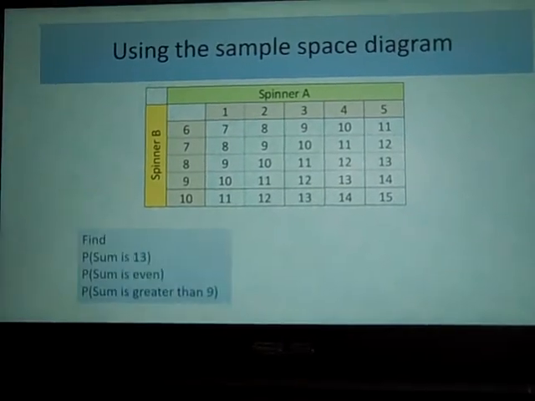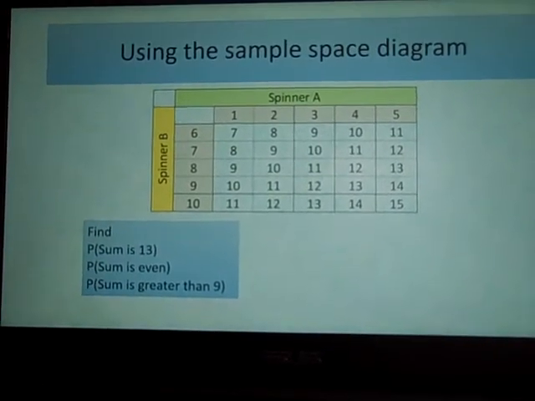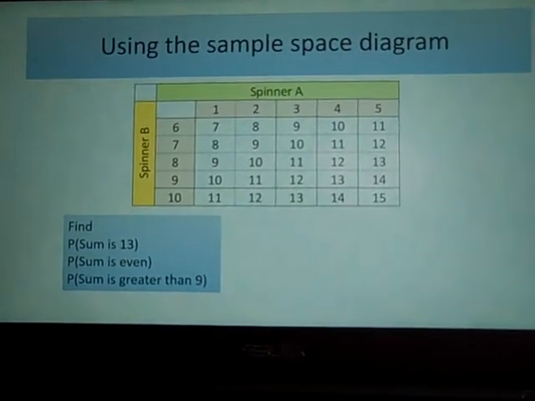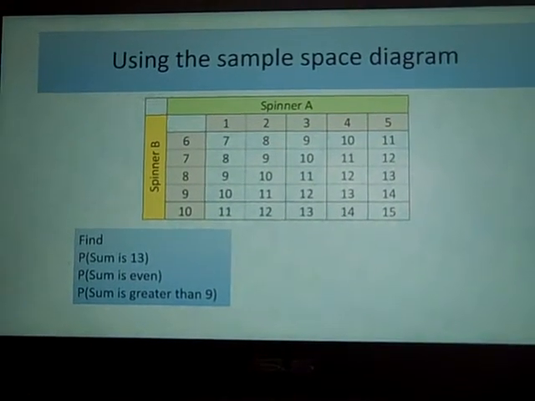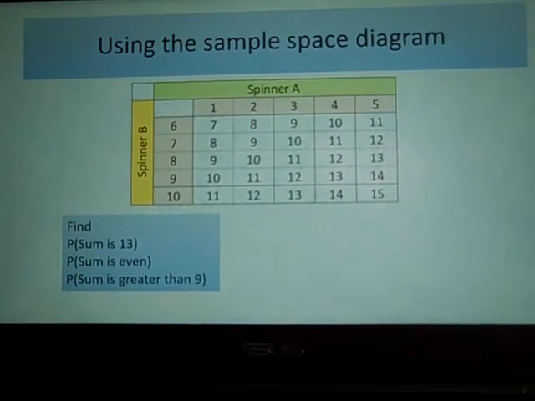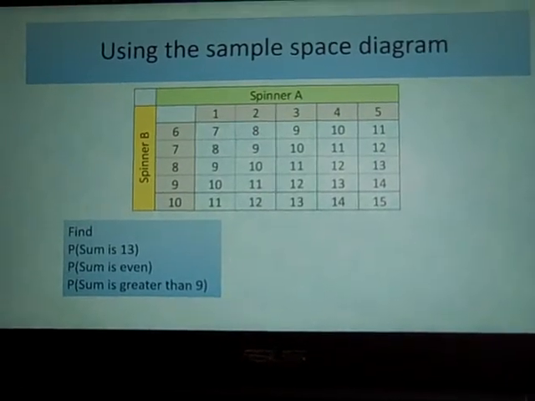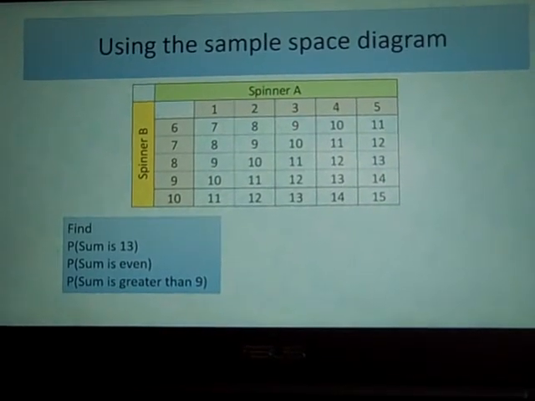So the questions are: find the probability that the sum is 13, find the probability the sum is even, and find the probability the sum is greater than 9. Obviously you can have a think about this yourselves, so you may want to pause it now and have a look and work them out, or you can just keep playing and have a look.